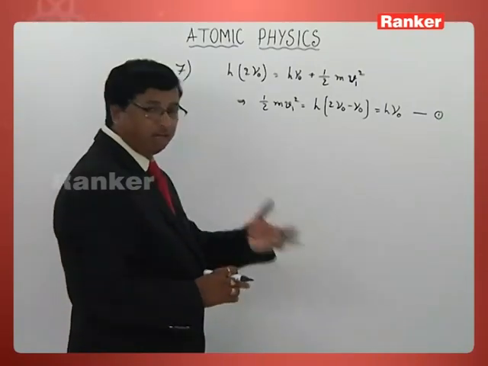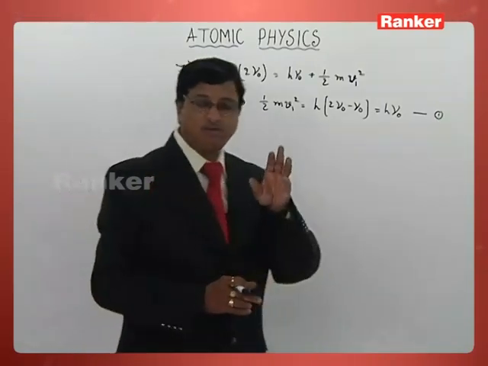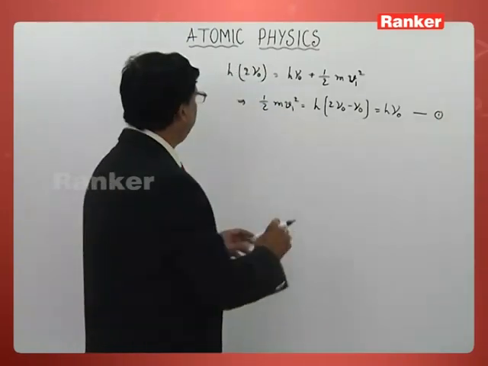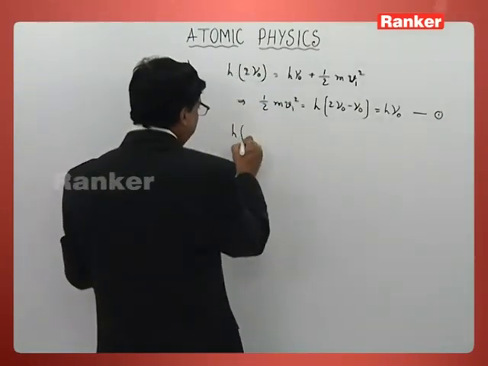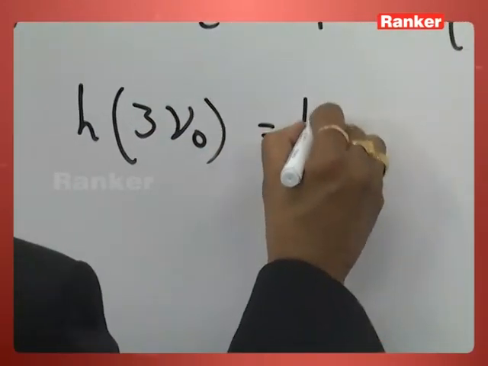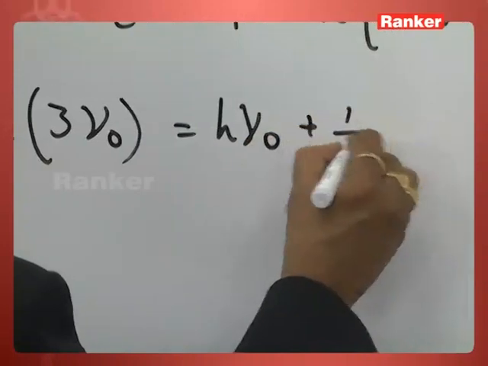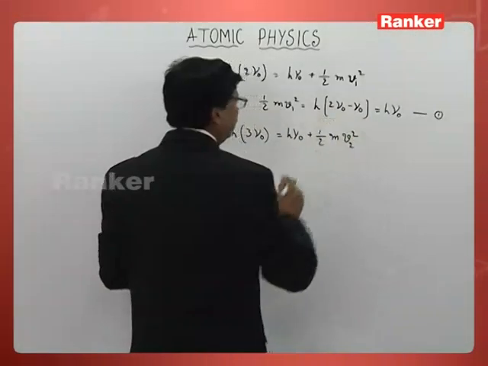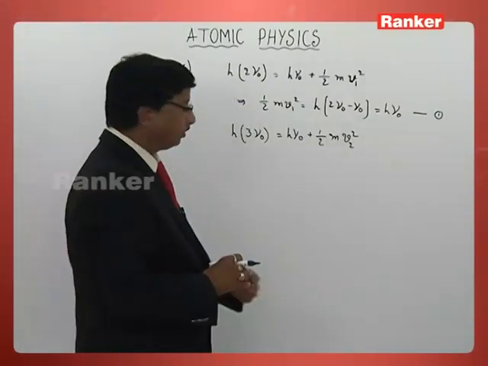What about the second equation now? What is the incident frequency here? 3 nu naught, he gave. So let us write that one. h times 3 nu naught is equal to h nu naught plus half m v2 square. Let me write that equation like that.